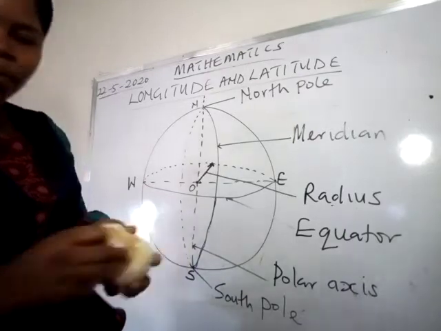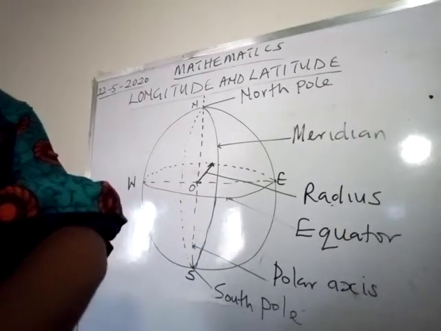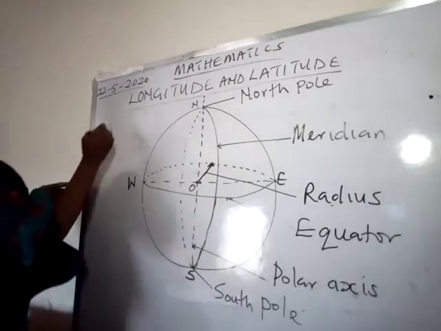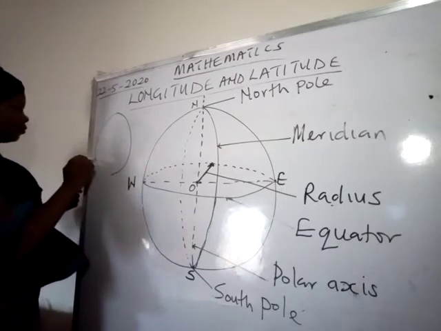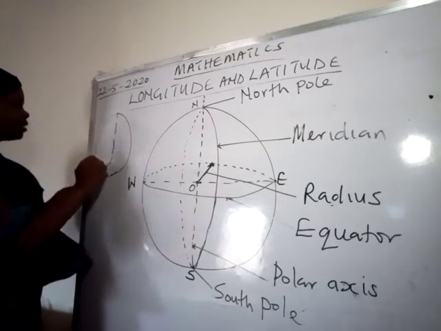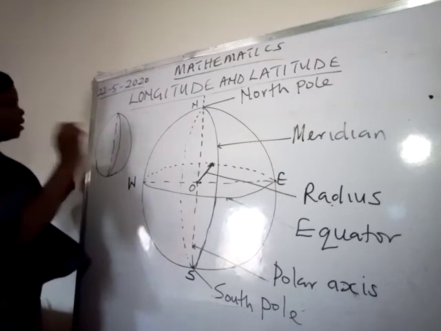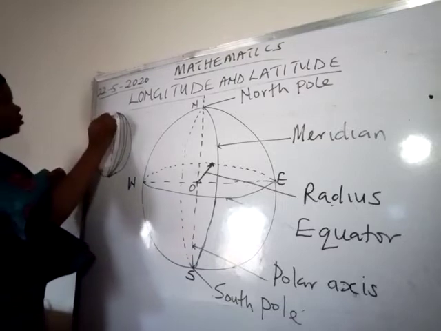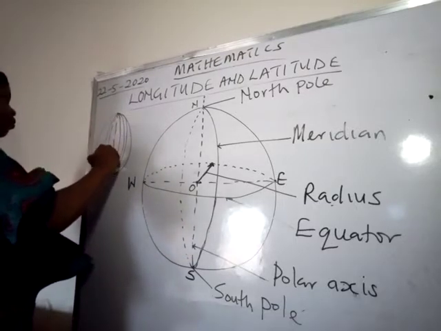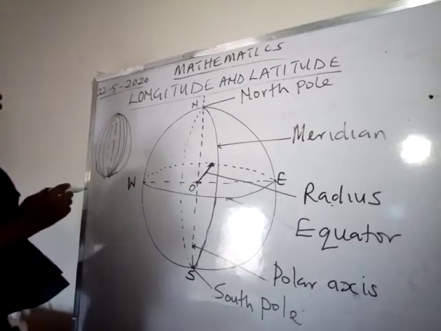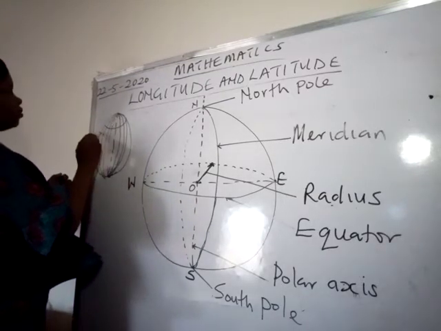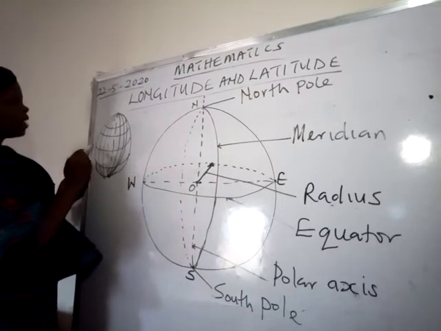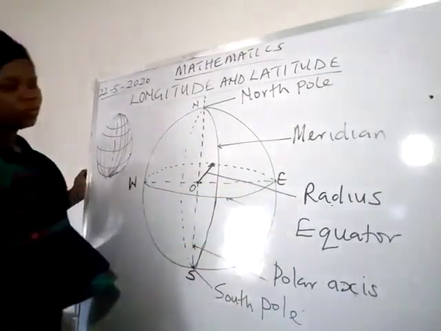Now before I move to that, let me quickly explain the lines of latitude and the lines of longitude. Now if I have a sphere, this is my polar axis, this is my meridian, then these are my lines of longitude. Lines of longitude. Now lines of latitude. So the line of latitude that passes through the center is called the equator. Do you get that now?